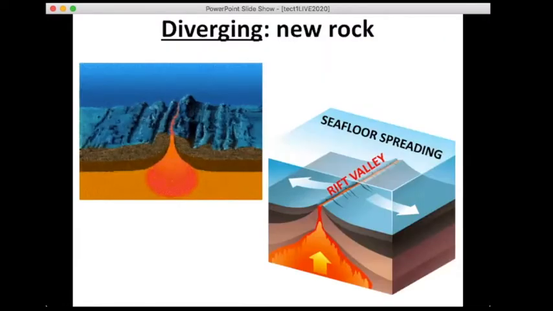Really, plate tectonics is just a giant recycling machine. And so this is where the new rock is created, usually at the ocean floor. In fact, there is only one diverging boundary that is above water. So we have a process going on here called seafloor spreading.